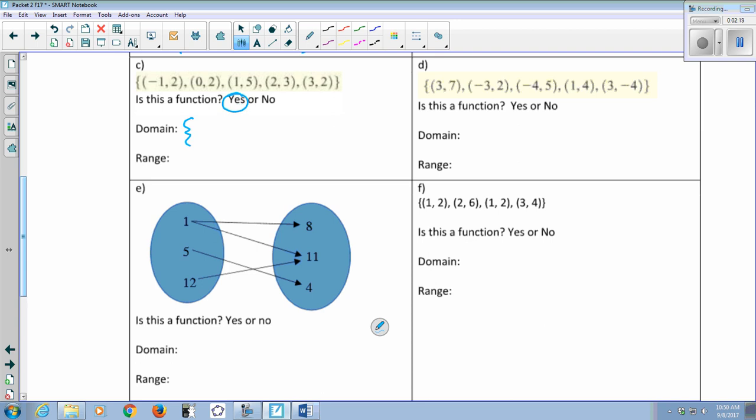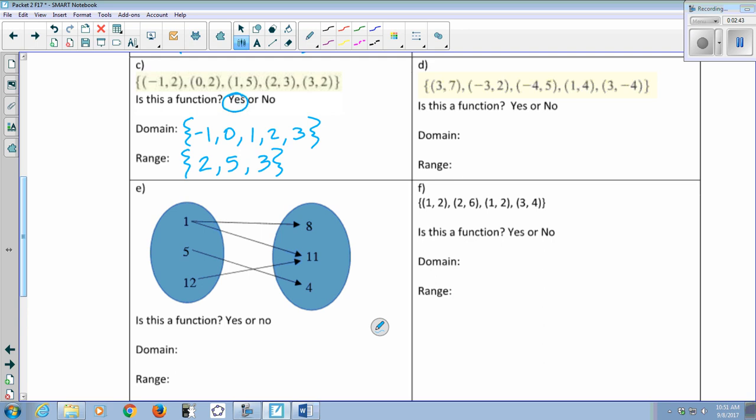Its domain is the set of first numbers in each ordered pair, so -1, 0, 1, 2, and 3. And its range is the set of second elements in each ordered pair. So it's going to be 2, then there's another 2, then there's a 5, then there's a 3, then there's another 2, and I'm not going to write it because I don't need to repeat.